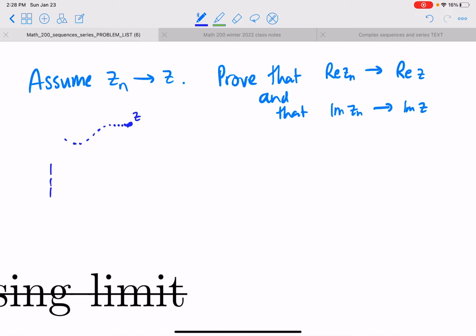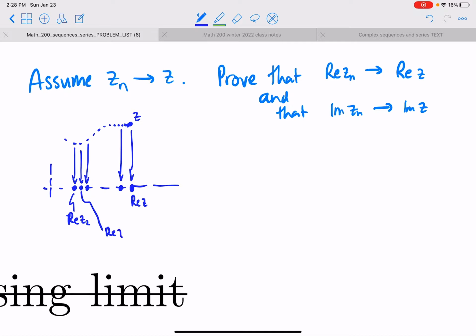Then you can imagine this is in the complex plane, and so down here every single number has a real part, a real part, a real part, and then z also has a real part right there, the real part of z. This is maybe the real part of z2. Here's maybe the real part of z3, etc. And so we want to show that this sequence converges if we assume that this one does.